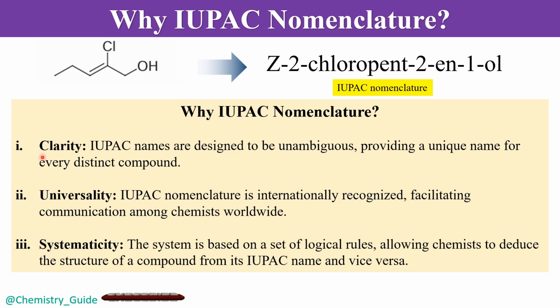So it provides clarity. The IUPAC names are assigned to be unambiguous, providing a unique name for every distinct compound. Universality: IUPAC nomenclature is internationally recognized, facilitating communication among chemists worldwide. And systematicity: the system is based on a set of logical rules, allowing chemists to deduce the structure of a compound from its IUPAC name and vice versa. So it has a specific rule which has been accepted by chemists all around the world. So I will provide tips and tricks for using this rule in IUPAC nomenclature.